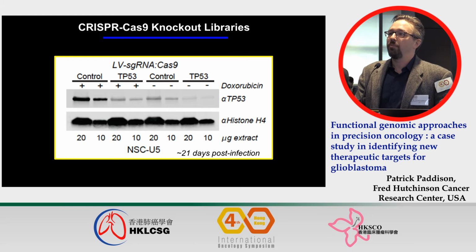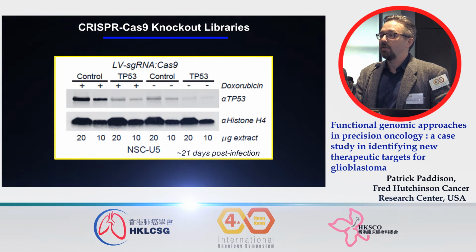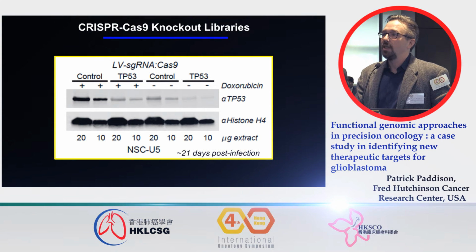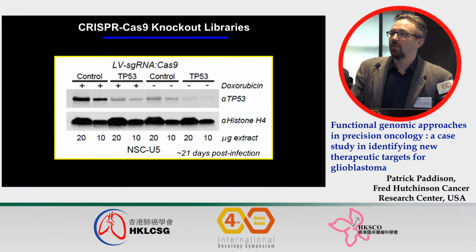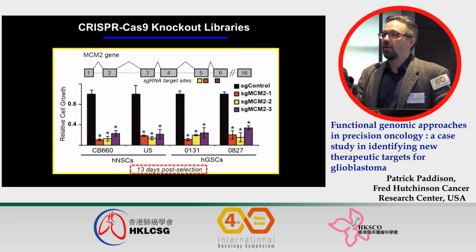This shows targeting p53 in neural progenitors, where we're stabilizing p53 with doxorubicin, and this shows profound loss of p53 expression after sgRNA treatment. And we were most interested, of course, to know if we could target an essential gene. This shows the essential replication gene, MCM2, targeted with 3 different sgRNAs at these exon sites. And we can show in both our neural progenitors and GBM cells that we see significant loss of cell growth 13 days post-selection after viral infection.